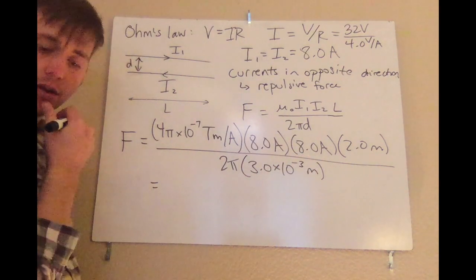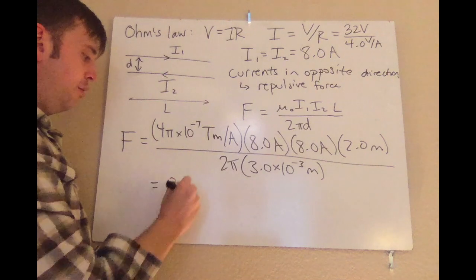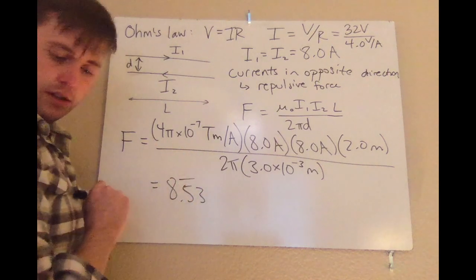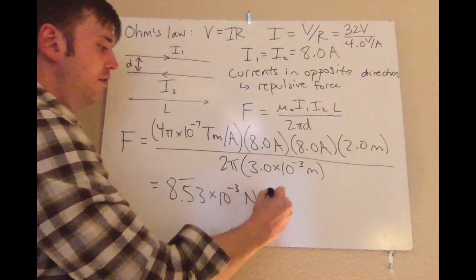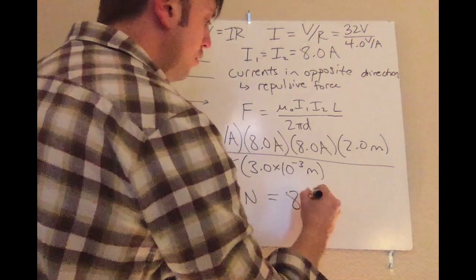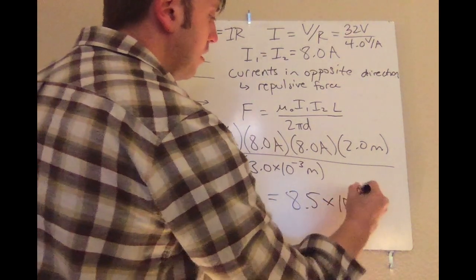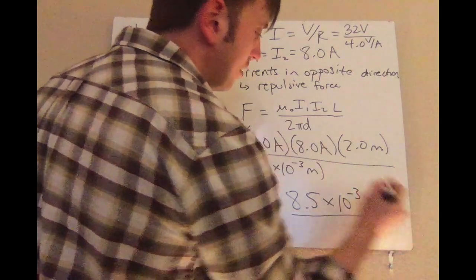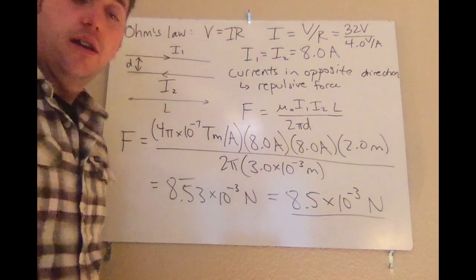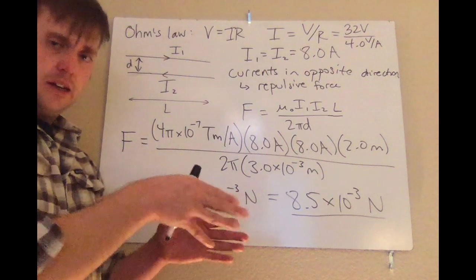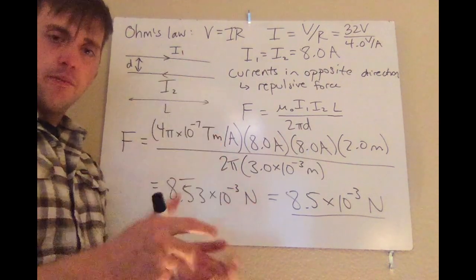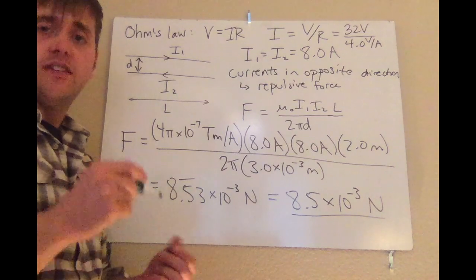What does this work out to? You get about 8.53 times 10 to the minus 3 newtons, or if we round to 2 sig figs, about 8.5 times 10 to the minus 3 newtons. That's not much force. In an extension cord where you have these two currents running in opposite directions, they do repel each other, but not by any noticeable amount. It's a really tiny force.